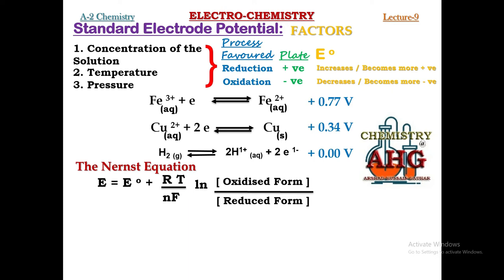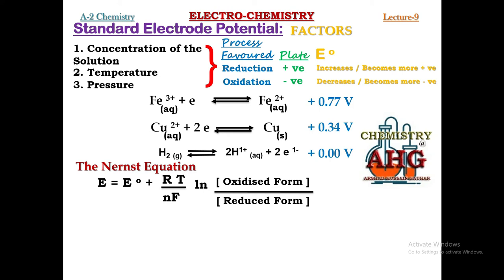In this case, E is the non-standard electrode potential, the new electrode potential that we will calculate. E naught is the standard electrode potential that is always given in the data booklet. R is a universal gas constant. Its numerical value is given in your data booklet, or you can remember the numerical value of R is 8.314. T is the absolute temperature in Kelvin, and standard temperature is taken as 298 Kelvin, 25 degrees Celsius.